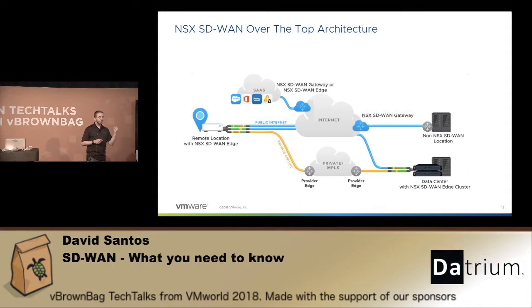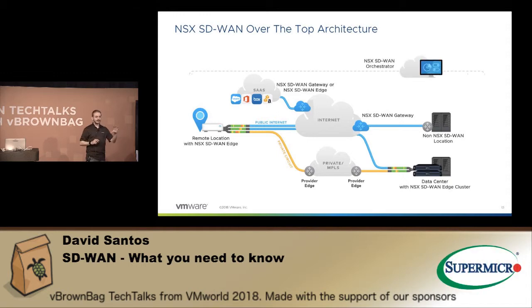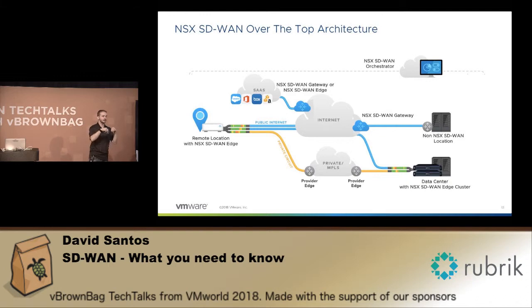That VeloCloud Gateway can also be used to connect to a non-VeloCloud site. So if you have a location that only has a firewall and you want to make an IPsec VPN between that location and a location that has a VeloCloud, this VeloCloud Gateway will do this translation. And to manage everything, we have a VeloCloud Orchestrator that can be hosted in the cloud, or we have some customers that have a VeloCloud Orchestrator on their own infrastructure too.